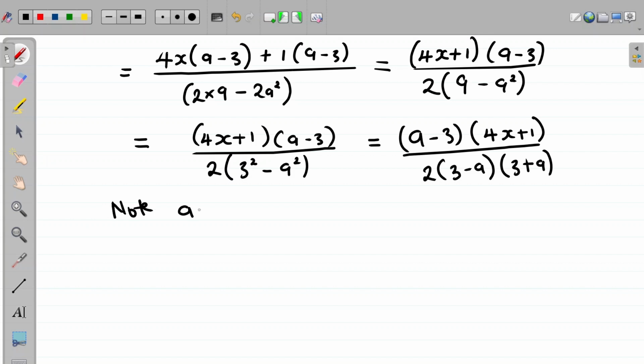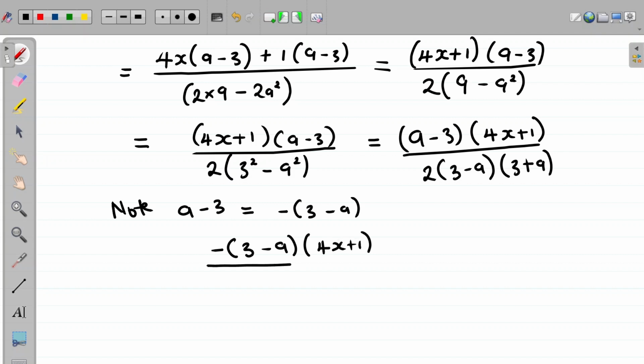Now, note that a minus 3 can also be expressed as minus, open bracket, 3 minus a. So therefore, from our numerator, we can express a minus 3 as minus (3 minus a) multiplied by 4x plus 1, all divided by 2, 3 minus a multiplied by 3 plus a.